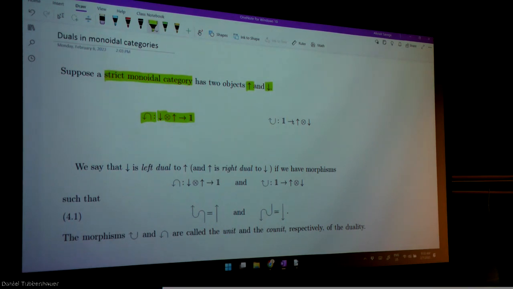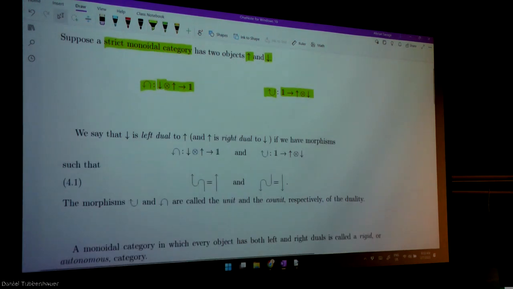And in the other direction, if we want a morphism from the unit object to up tensor down, it's natural to draw this type of picture, because this picture has no strands coming in at the bottom, so that means the domain is the unit object. And at the top, it's got up and down. So the codomain is up tensor down. Okay, so that's just some pictures that we'll use to represent morphisms with those domains and codomains.